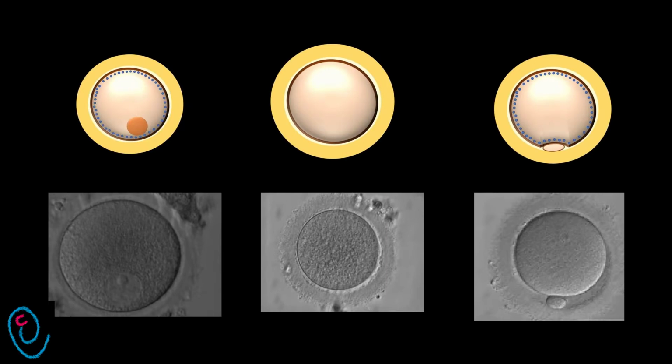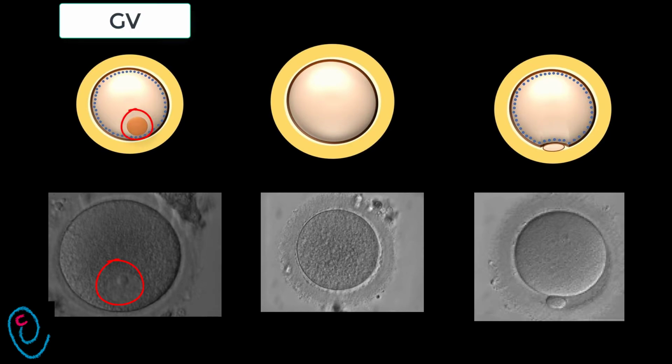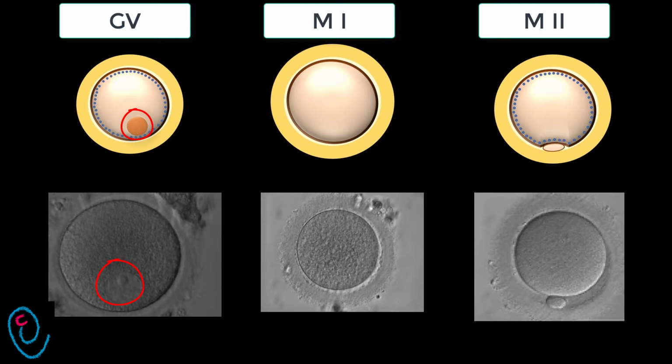As you see, there are three types of oocytes. Germinal vesicle, where the nucleus is visualized inside the cytoplasm. M1 oocyte, where no germinal vesicle is visualized and no polar bodies. M2 oocyte, where no germinal vesicle is visualized inside the cytoplasm and a first polar body is seen inside the perivitelline space.